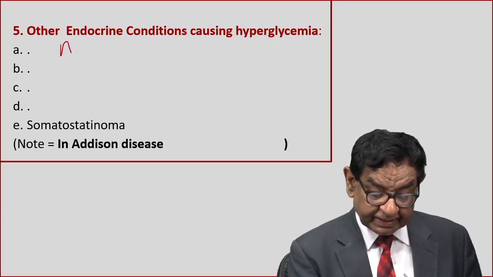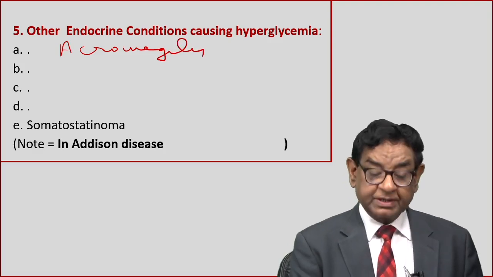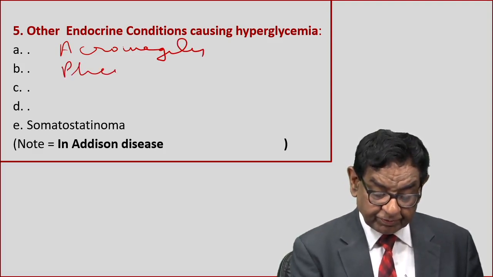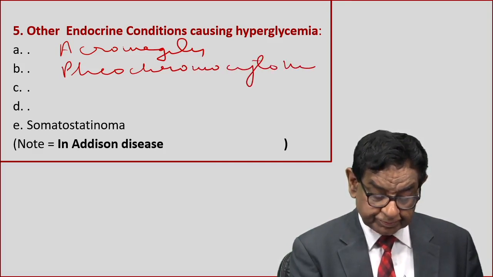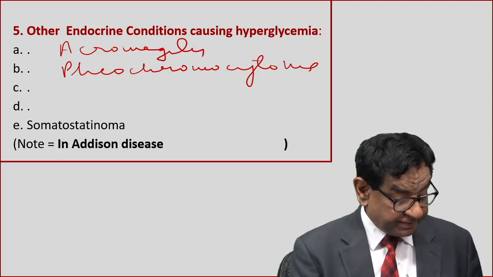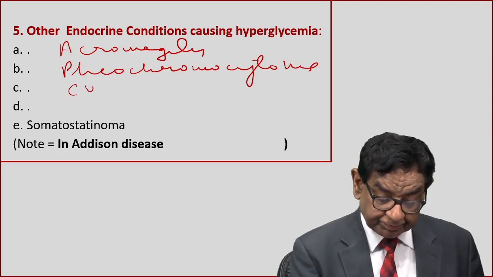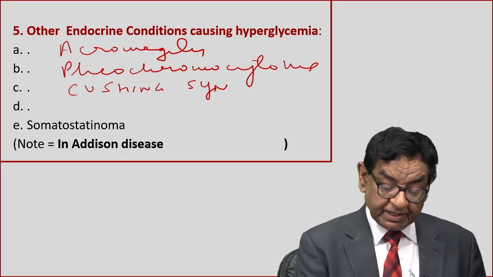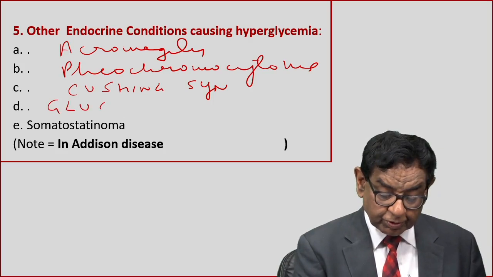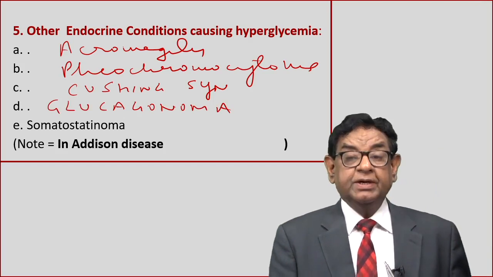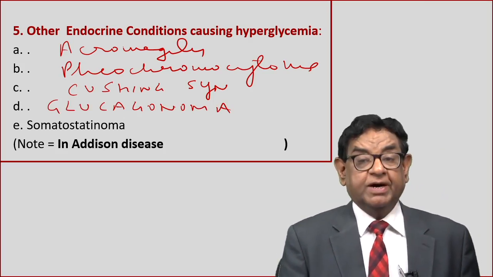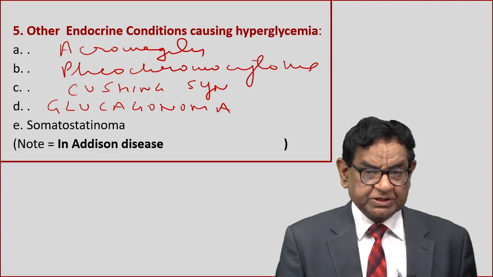Conditions like acromegaly, pheochromocytoma, Cushing syndrome, glucagonoma, somatostatinoma. This is a very frequently asked question.